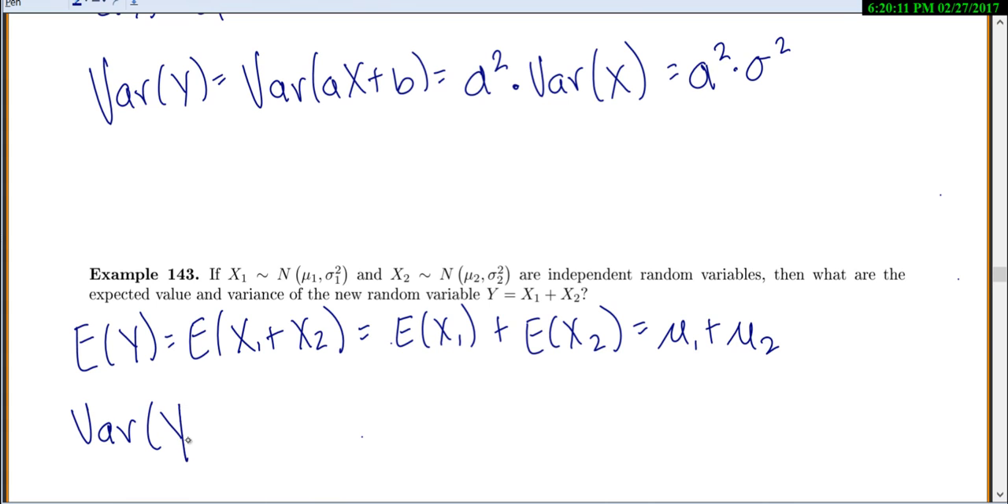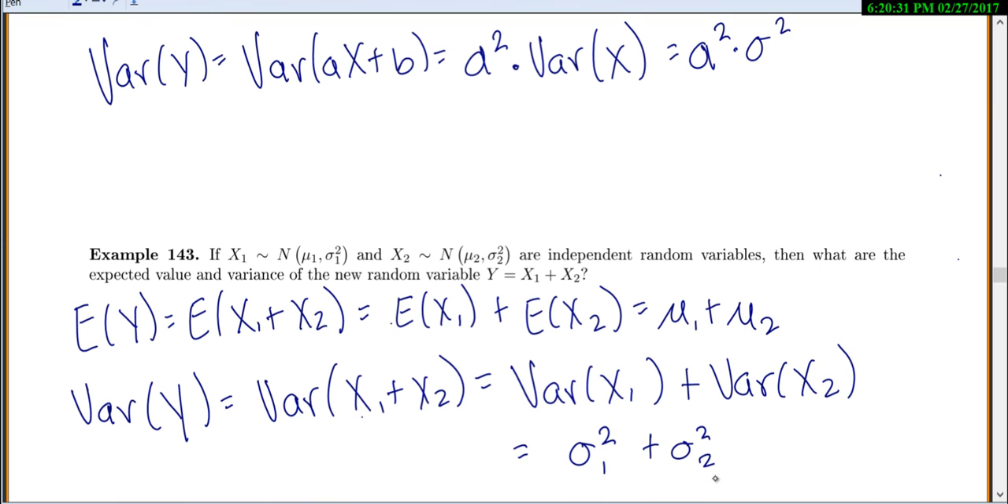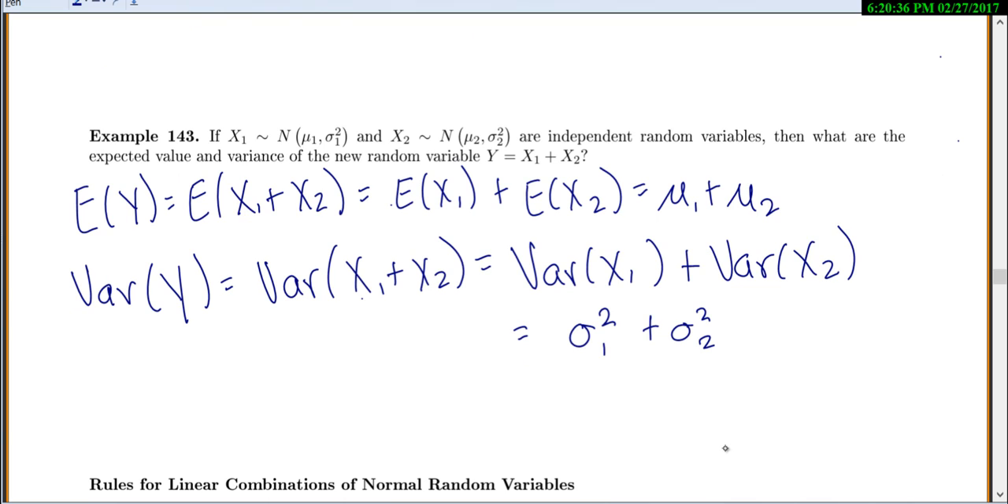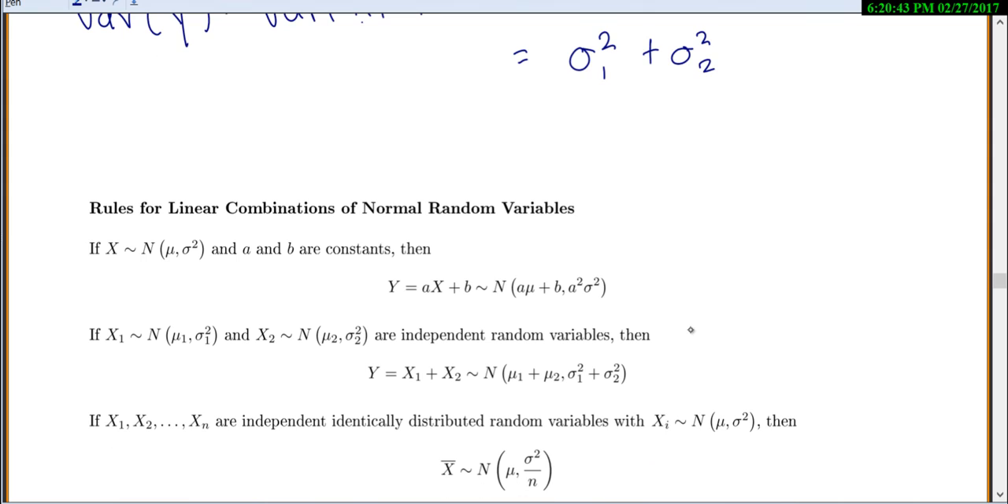And variance is exactly the same thing. So variance of x1 plus x2 would just be the variance of x1 plus the variance of x2. Or in other words, sigma squared 1 plus sigma squared 2. So add your means, add your variances. Those are nice simple rules. I always like those. They seem like they should fit.